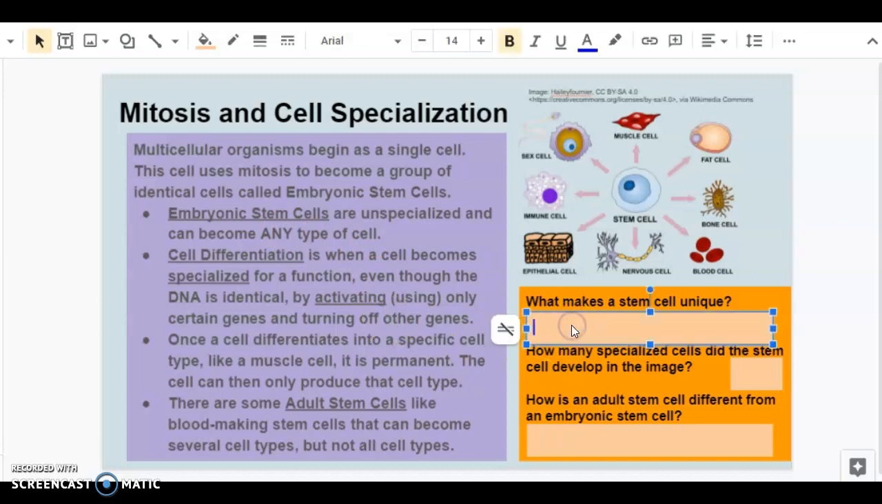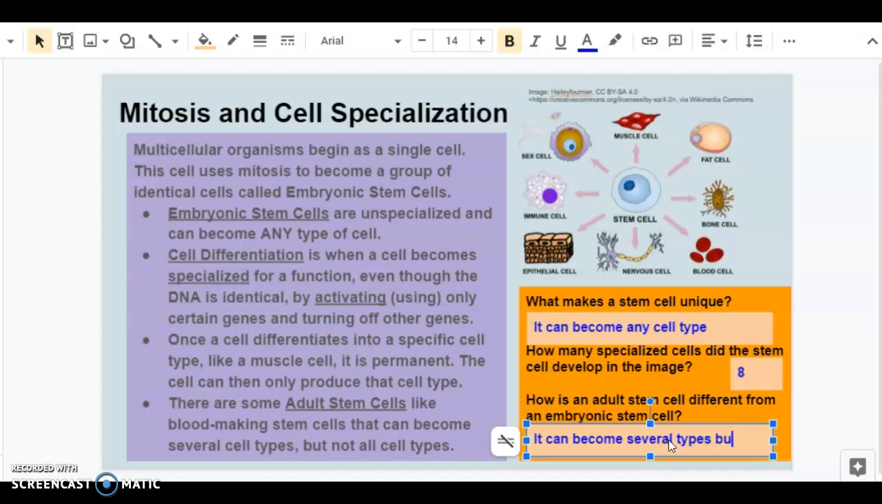So what makes a stem cell unique? It can become any cell type. How many specialized cells did this stem cell develop? 1, 2, 3, 4, 5, 6, 7, 8. And how is the adult stem cell different from the embryonic stem cell? It can become several cell types, but not all.